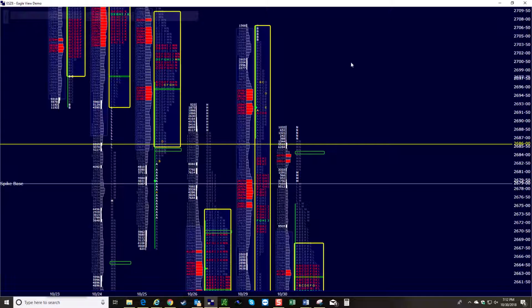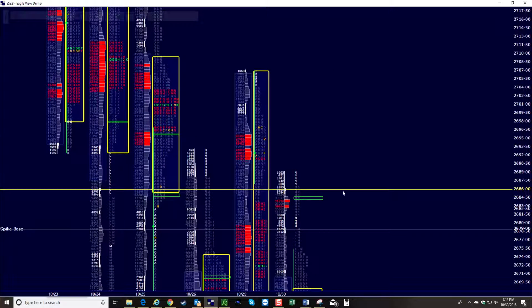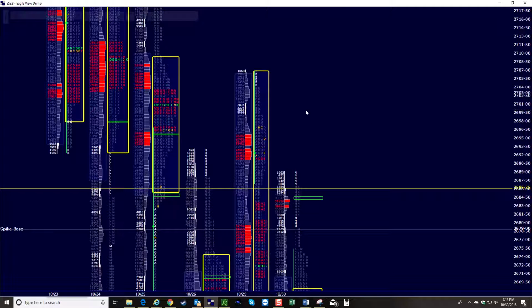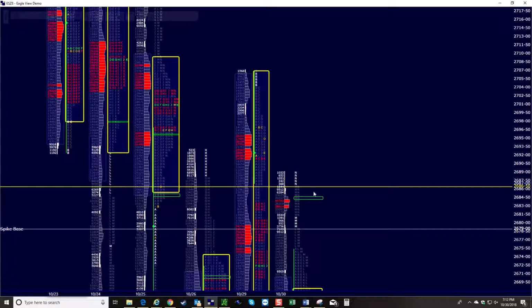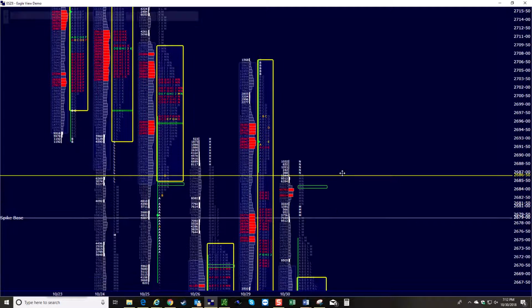So those are the possible upside scenarios. Number one, where do we open? Where does value build in regards to the spike base? If we gap, can we continue to go higher? If we're just hanging around here, be on the lookout for a possible touch or filling the gap, but the spike rules will still be in place.